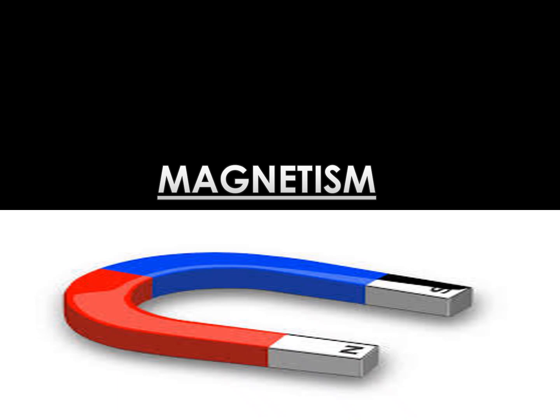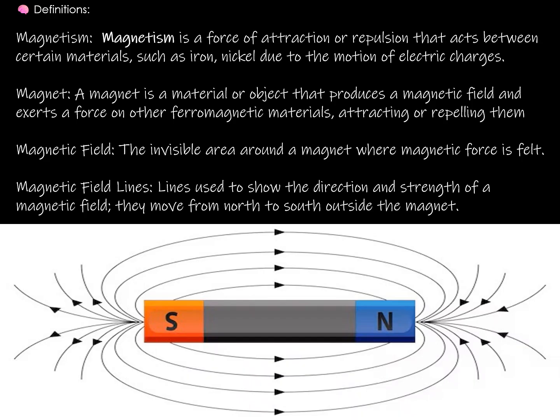Today we'll be talking about magnetism. So, for you to understand this course, we're going through some terminologies. The first on the list is what we call magnetism, which is the main deal here. Magnetism is a force of attraction or repulsion that acts between certain materials, such as iron and nickel, due to the motion of electric charges. So here it's just the force that will determine whether magnetic materials, such as iron and nickel, will attract to each other or repel from each other.